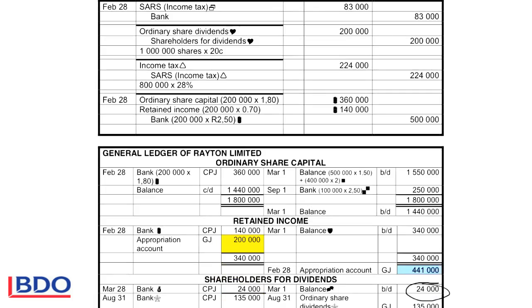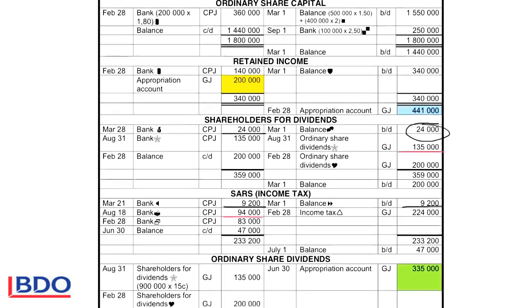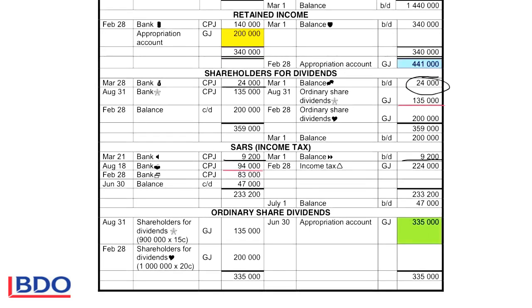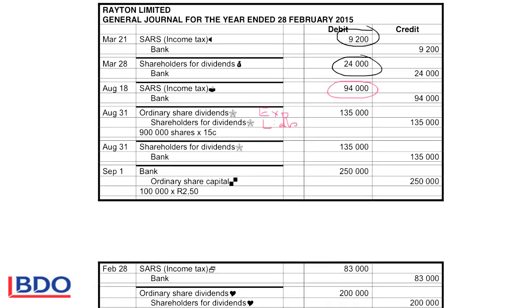If we look at the ledger accounts, the shareholders for dividends will be credited with 135,000 to indicate that that is the amount that we must pay to them for dividends. And we will show in our ordinary share dividend account that the expense is debited with 135,000. Then we will pay the shareholders immediately the 135,000, so the bank is credited and shareholders will be debited with the 135,000. And in the journal, I will record the payment of 135,000, and I show that my liability will decrease with 135,000.